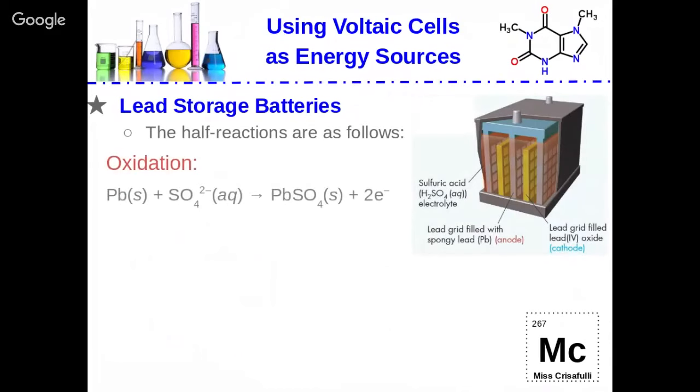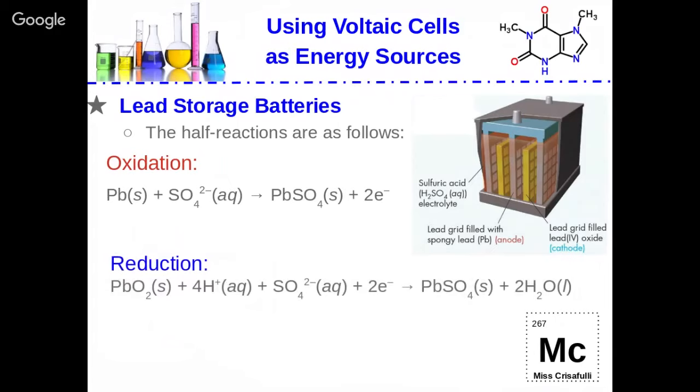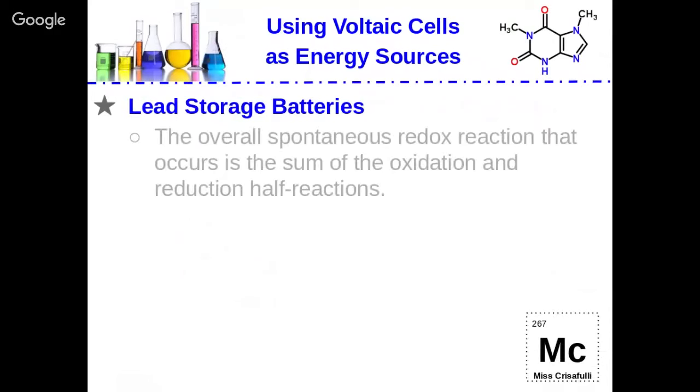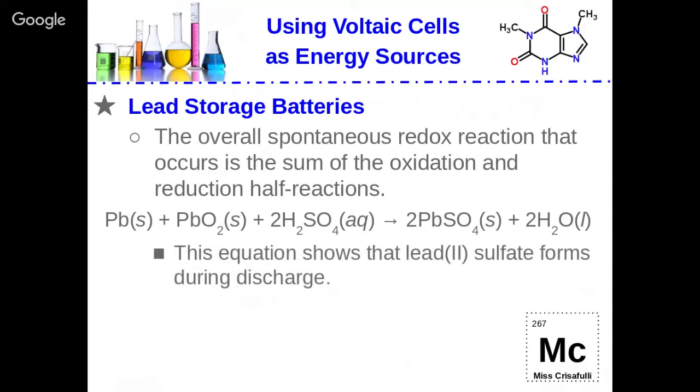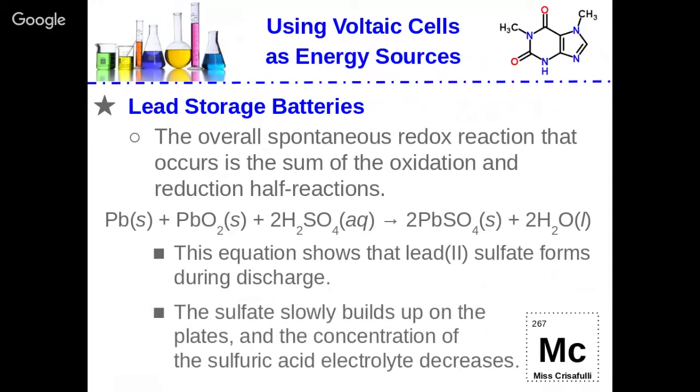The half cell reactions are as follows. So as oxidation, we have lead going to lead 2 plus, and then we also have lead(IV) oxide going to lead 2 plus as well. The overall spontaneous reaction that occurs is the sum of the oxidation and reduction half reactions. So here is the overall reaction, and that would be what we got when we added up the 2 half reactions. So this equation shows that lead(II) sulfate forms during discharge, and the sulfate slowly builds up on the plates, and the concentration of sulfuric acid in the electrolyte will eventually decrease.